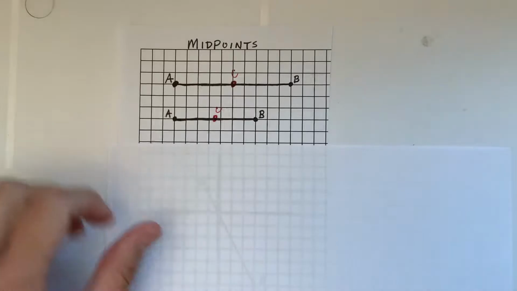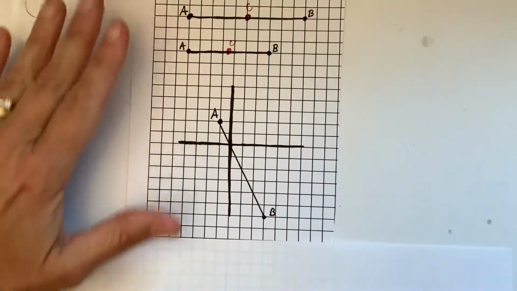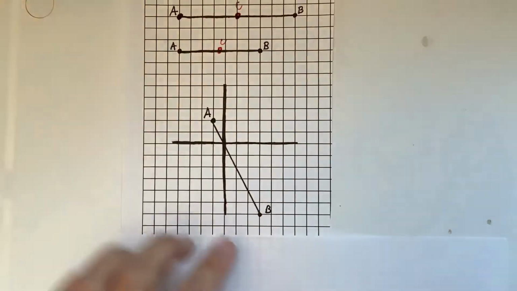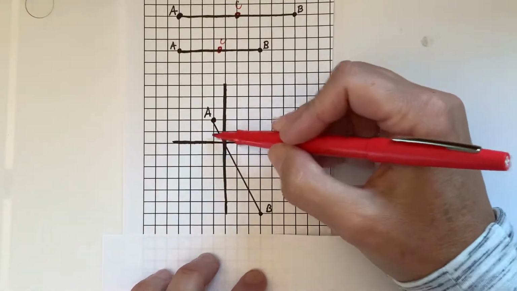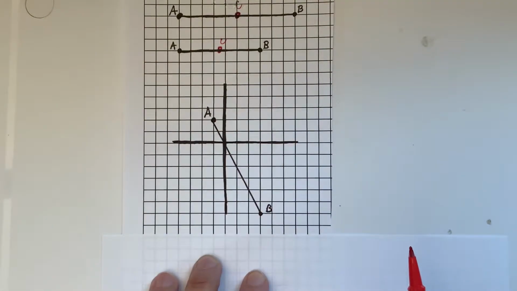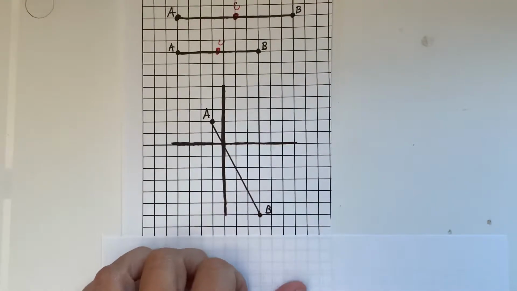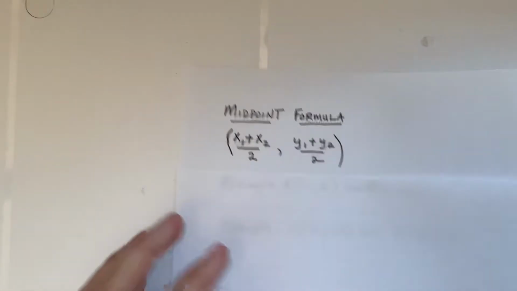But what we're going to focus on mostly today is what do I do when I have a line that's not just exactly horizontal and then I want to find the midpoint of this line here. You could kind of guess and check or eyeball it, but there is actually a formula that we use to get the midpoint. So I'm going to come back to that graph in just a second, and I want to talk about the midpoint formula.